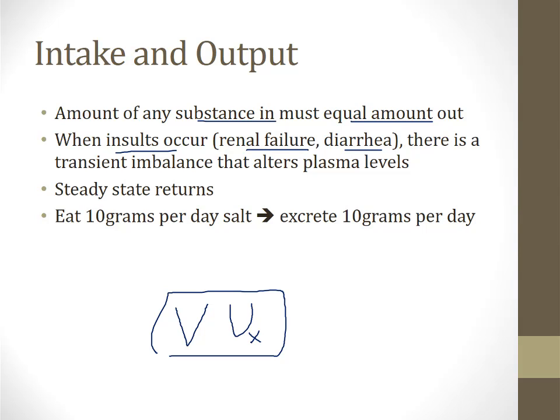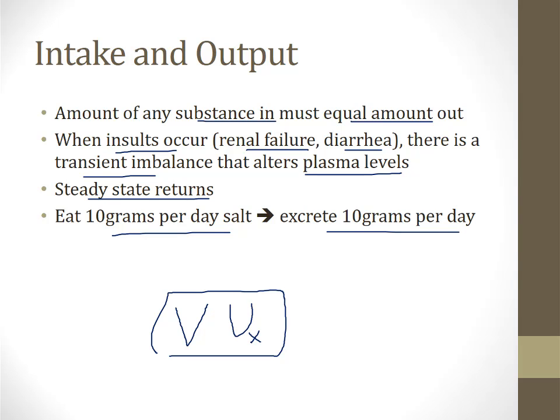When one of these insults occurs, there's a transient imbalance that alters plasma levels, but then steady state quickly returns, such that if you're eating 10 grams a day of salt, for example, you're still excreting 10 grams a day. And this is something you have to understand. So for example, if something happens to the kidneys that impairs their ability to excrete sodium, eventually a new steady state will return where the amount of sodium being excreted is equal to the amount coming in. If it does not, you will die. So the kidneys modify their excretion rate of solutes so that they continue to excrete what is taken in.